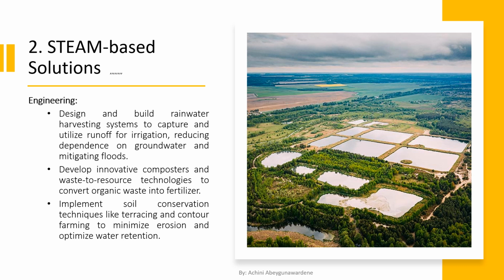Design and build rainwater harvesting systems to capture and utilize runoff for irrigation, reducing dependence on groundwater and mitigating floods. Think of developing innovative composters and waste to resource technologies to convert organic waste into fertilizer. Implement soil conservation techniques like terracing and contour farming to minimize erosion and optimize water retention.